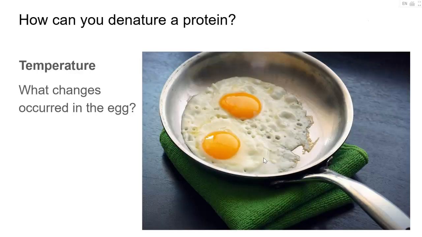So what kind of things are able to denature a protein? Well, there are certain environmental factors. We're going to focus on two in this class, and the first one is temperature.